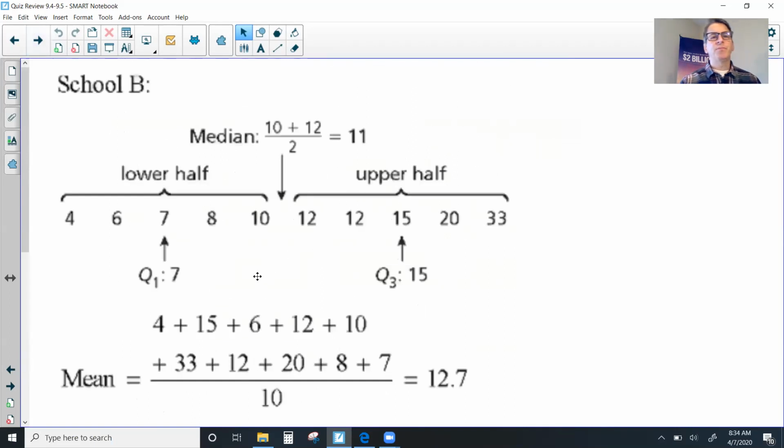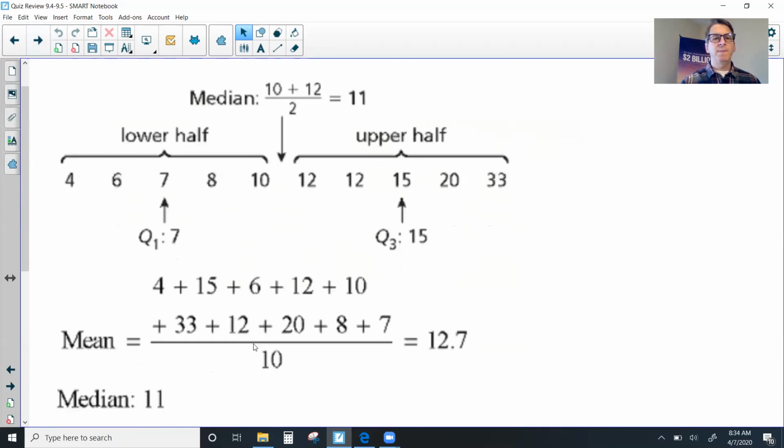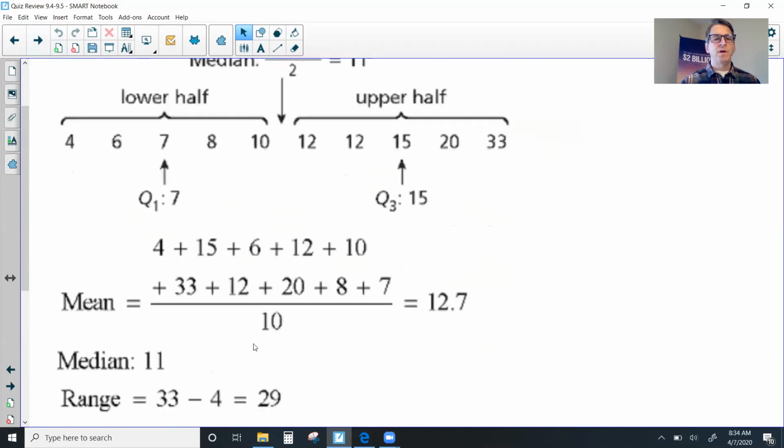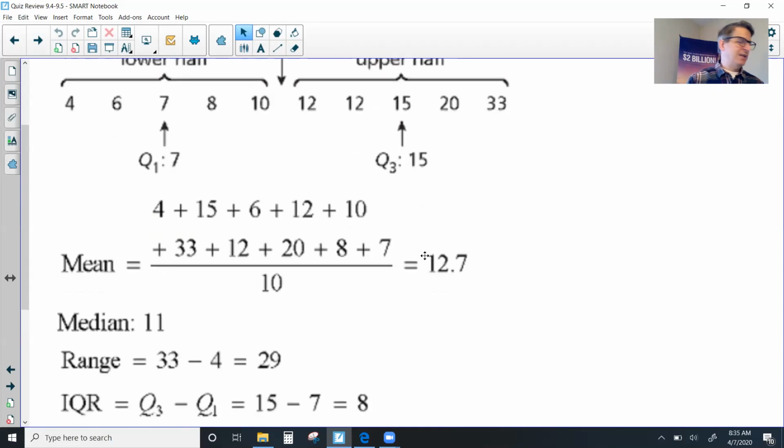School B, the mean is 12.7. The median is 11. The range is 29. The IQR, you can see the lower half of the data, the median is 7. The upper half of the data, the median is 15. So the IQR is 15 minus 7, which is 8.